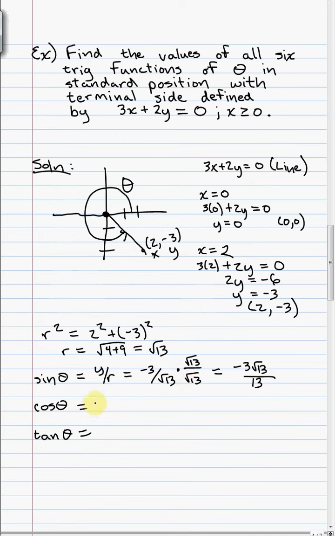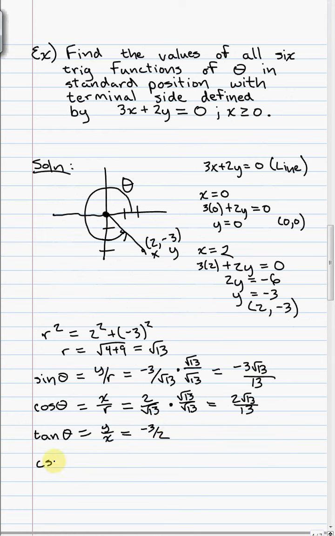Here. Okay? Cosine of theta is x over r, which is going to be 2 over the square root of 13. And again, rationalize by multiplying by root 13 over root 13. So 2 root 13 over 13. Okay. Tangent of theta is y over x. Okay. Y over x is equal to negative 3 halves.